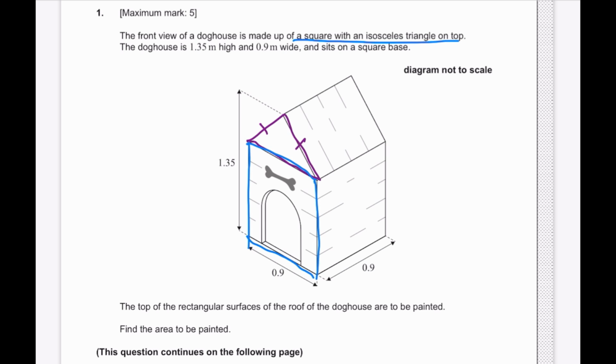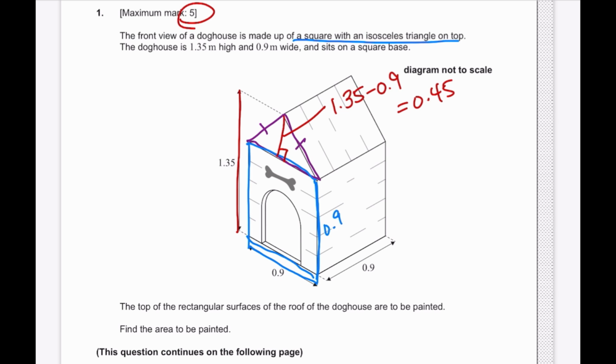So in a square, all four sides are the same. If they tell me this length is going to be 0.9, that means that the height right here in blue is also going to be 0.9. Notice that in the diagram, they have told me the entire height of the doghouse. So going the entire way up is going to be 1.35, which means that in order for me to figure out the height of this isosceles triangle, I am going to have to subtract 1.35 minus 0.9, and that's going to give me 0.45. On the mark scheme, out of these 5 possible marks, you would get 1 mark just for identifying that the height of that triangle is 0.45.